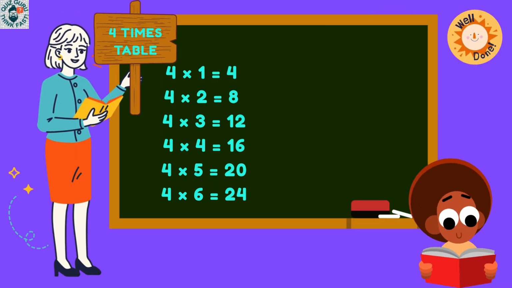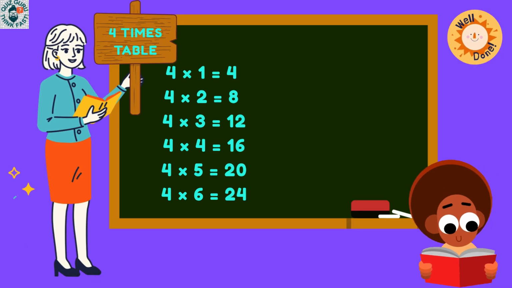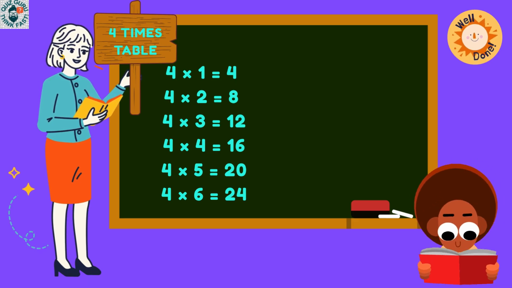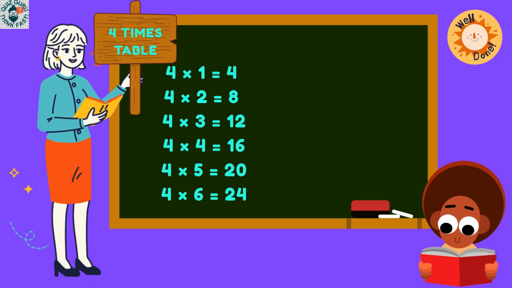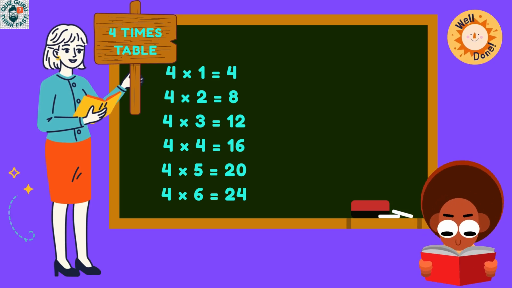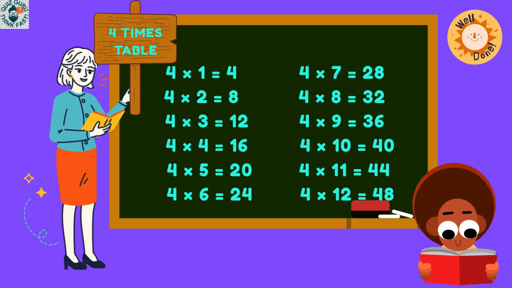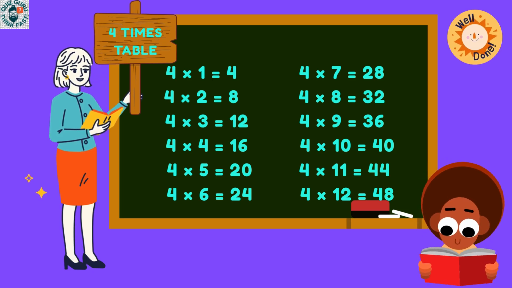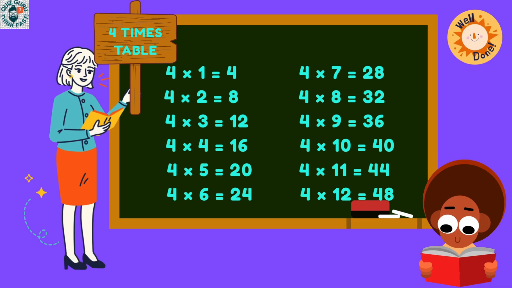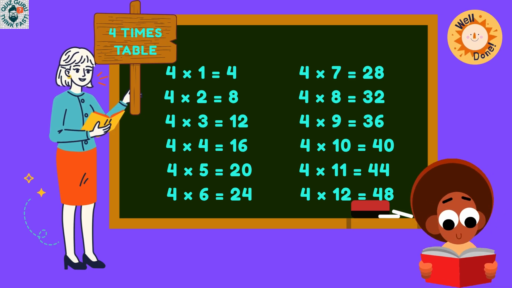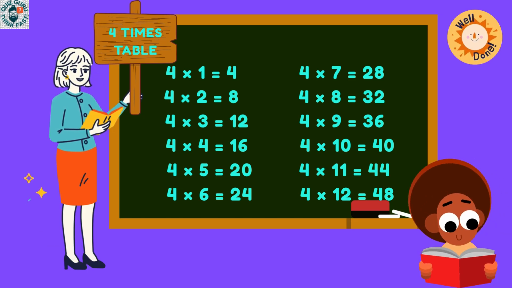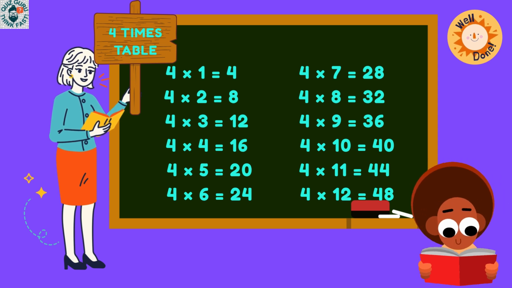4 times 1 is 4. 4 times 2 is 8. 4 times 3 is 12. 4 times 4 is 16. 4 times 5 is 20. 4 times 6 is 24. 4 times 7 is 28. 4 times 8 is 32. 4 times 9 is 36. 4 times 10 is 40. 4 times 11 is 44. 4 times 12 is 48.